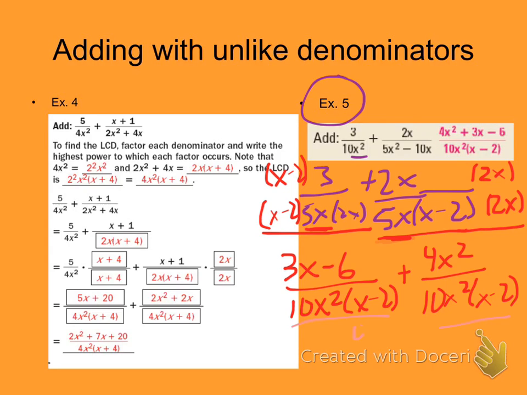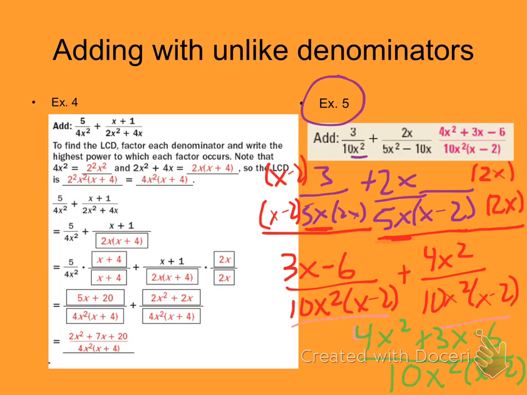So this will be 4x squared, sorry for the color choice here, I'll switch back. 4x squared plus 3x minus 6, all divided by our lovely denominator, which you can't do anything with. And so then that will be your final answer.